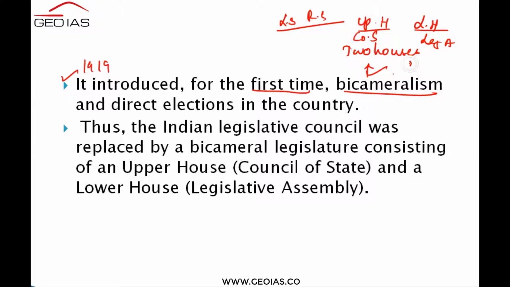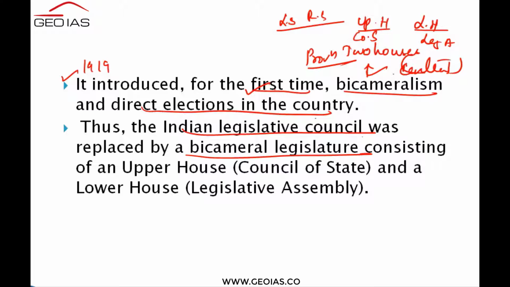At the central level, bicameralism was started, and direct elections were held in the country. At the provincial level also, this bicameralism was started, and thus the Indian Legislative Council, meaning the Central Legislative Council, was replaced by a bicameral legislature. This bicameral legislature consisted of the upper house, the Council of State, and the lower house, the Legislative Assembly.